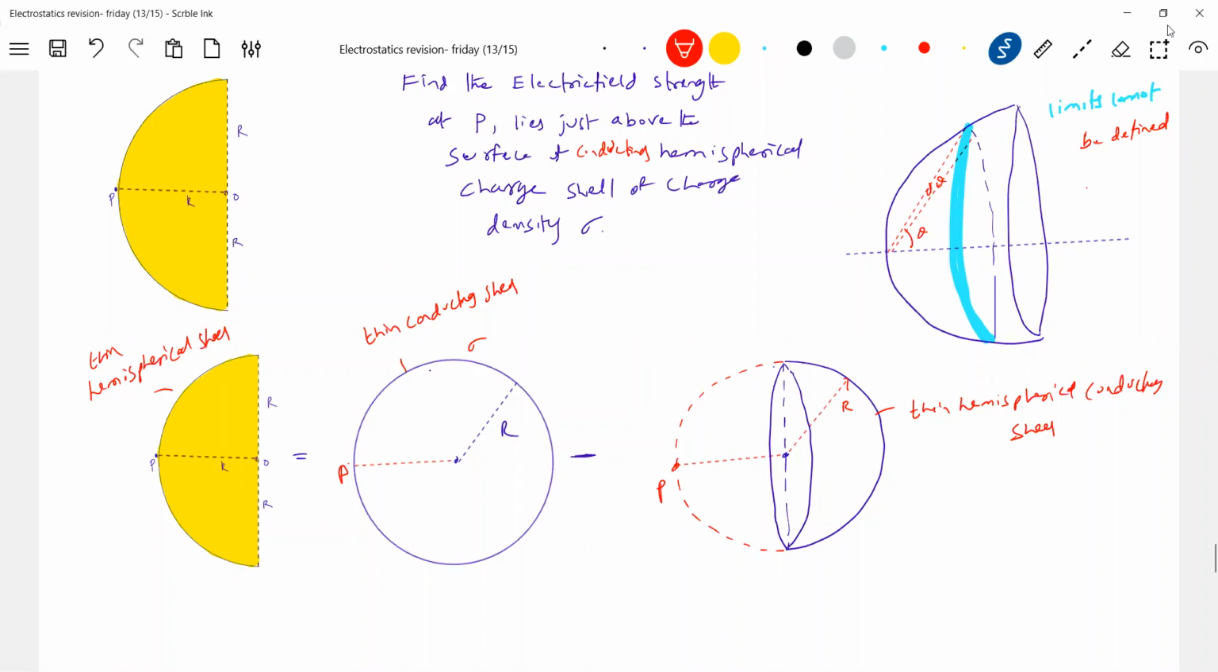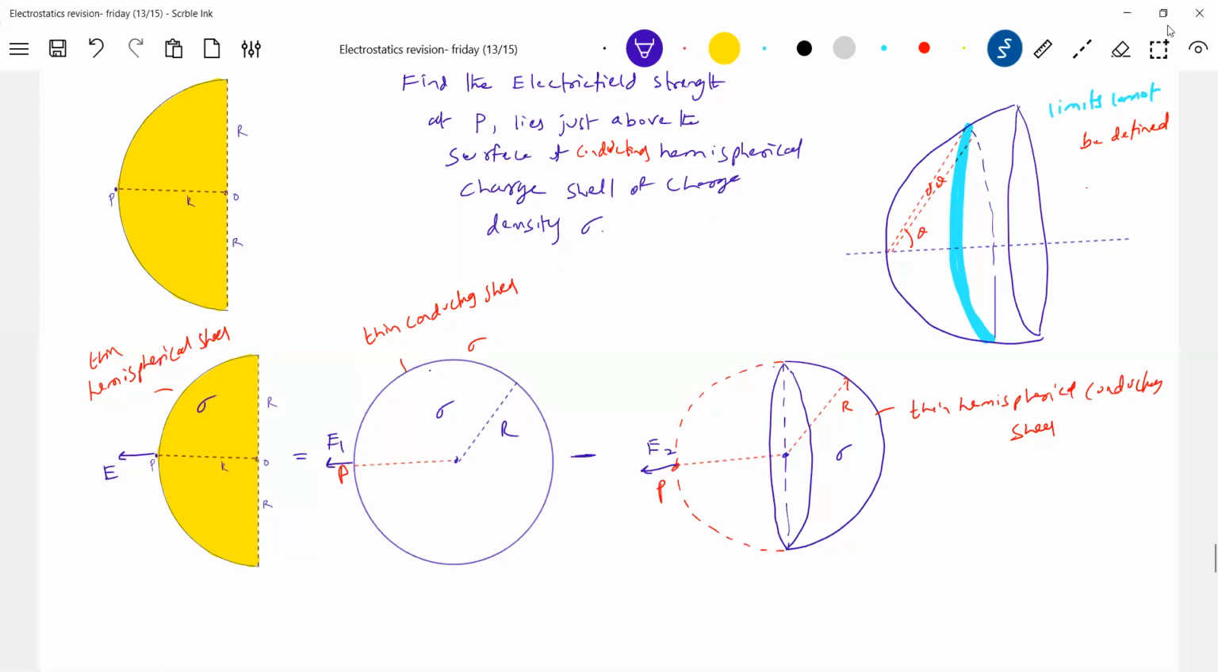Conducting shell. Do we know the field at this particular point? I'll call this E1, and I'll call this E2. And this field is E. So what is E? E1 minus E2.